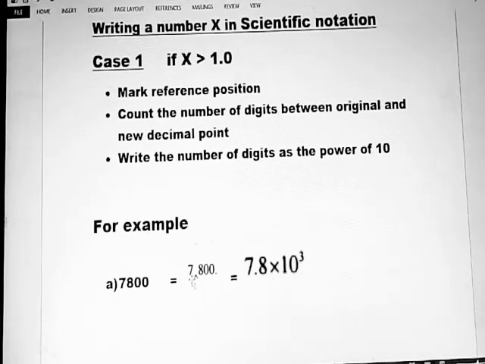So look at 7,800, the reference position is between 7 and 8. So that is the position of the new decimal point, and the original. When we count these digits, these are 3 digits, so we write this as a power of 10 and we put the point, so 7.8 multiplied by 10 power 3. So that is the scientific notation of a number which is greater than 1. Look at 7,800, of course this is greater than 1.